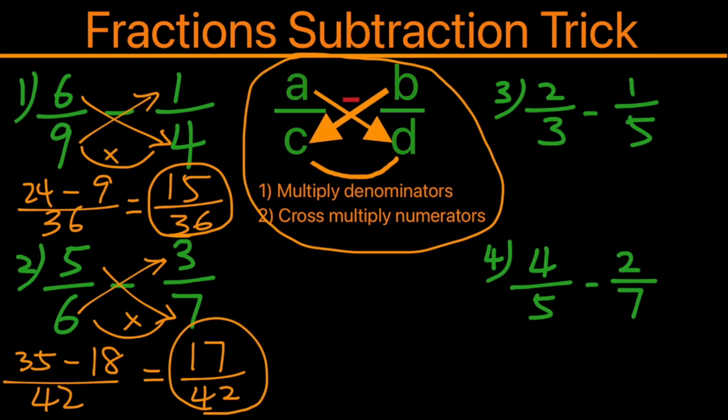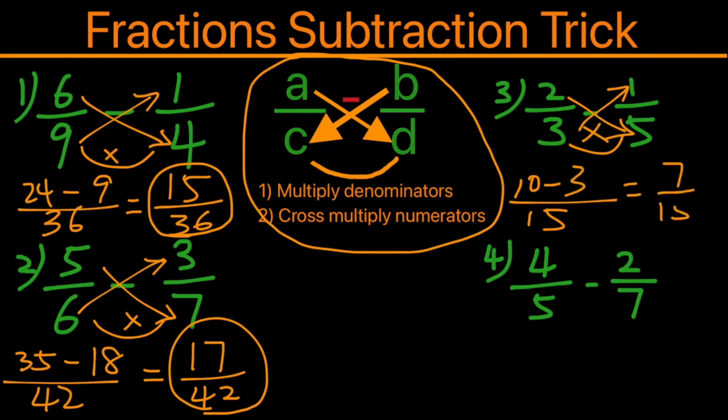For example 3, 3 times 5, 15. 2 times 5, 10. Minus 3 times 1, 3. 7 over 15. And we also couldn't simplify this any further, so that's the answer.